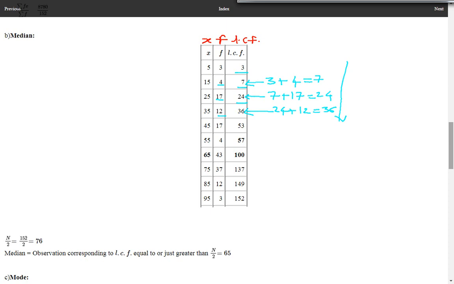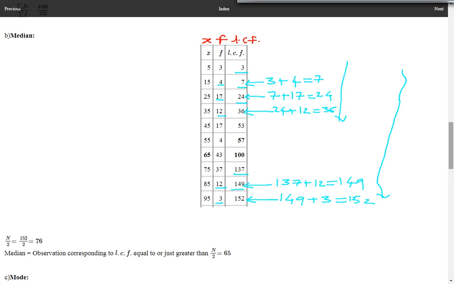In this way, the last frequency is obtained by taking the sum of 137 and 12. So 137 plus 12 equals 149. Finally, 149 plus 3 equals 152. So in this way, less than cumulative frequencies are obtained by taking the sum from top to bottom.